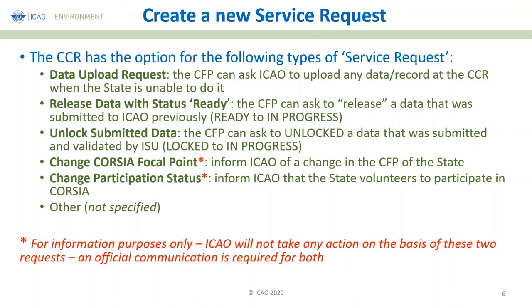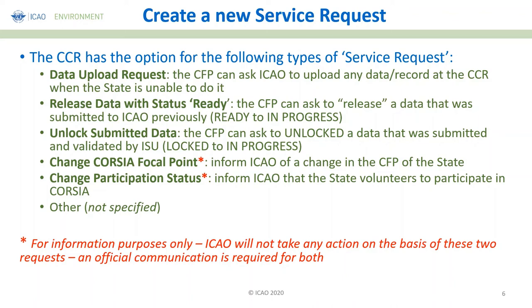It's as written in Annex 16, Volume 4. When the calculation is already conducted, even though the data itself may be unlocked, we cannot accommodate a change in the calculation. But the previous information that was locked will be archived in the ICAO system, and the newly updated data will be in the CCR for information; it won't be used for a new calculation.